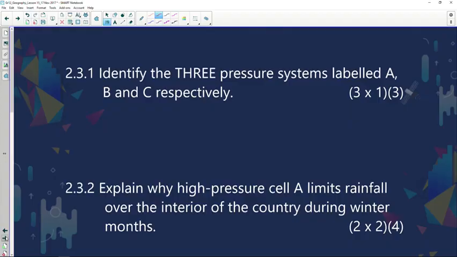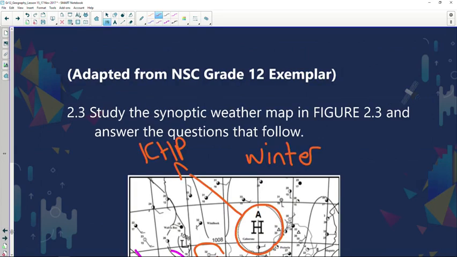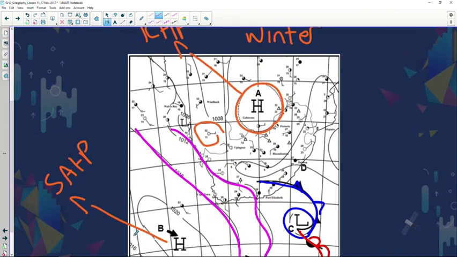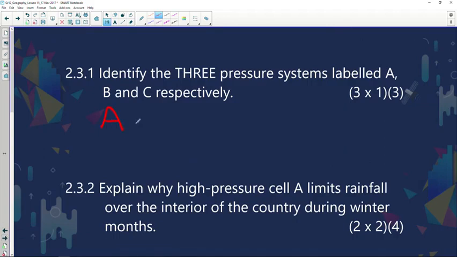Now let's quickly look at the questions being asked regarding this synoptic chart. Identify the three pressure systems labeled A, B, and C respectively. A is the Kalahari high pressure system, B is the South Atlantic high pressure system, and C is the mid-latitude cyclone. So let's fill this in. A is the Kalahari high pressure, B South Atlantic high pressure, and C is a mid-latitude cyclone because it's a low pressure system.